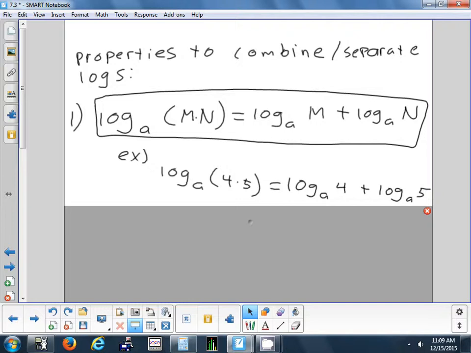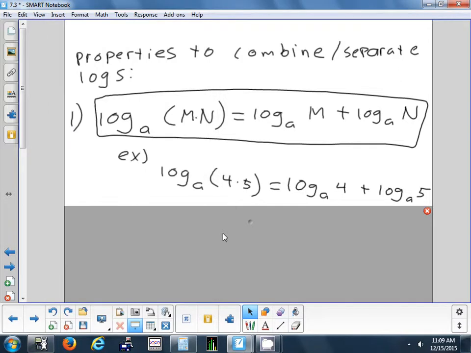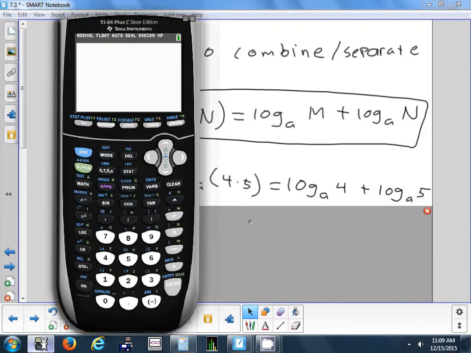All right, so I'm going to type in log of 4 times 5. And notice it doesn't matter what base you use. I could use any base I want. If I press that button, what base did I just decide to use? 10. I'm using 10. If I wanted to use ln, I could do it with ln too.